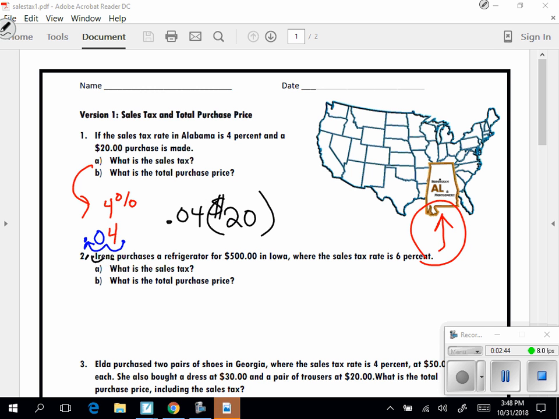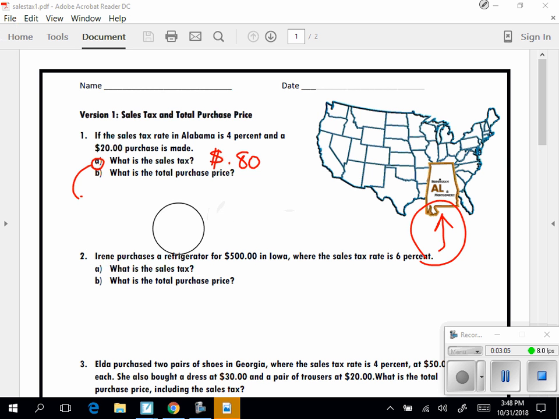At this point, you're going to take your calculator and you're going to multiply 0.04 times $20. 0.04 times $20 is going to give you 80 cents. So I'm going to write that up here, the answer for A, 80 cents.